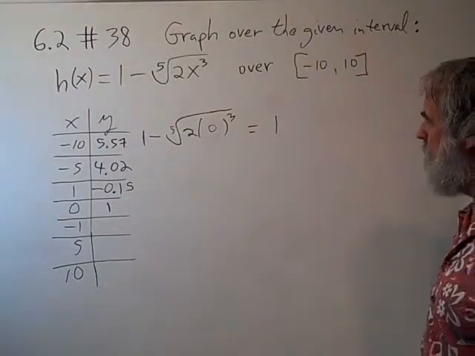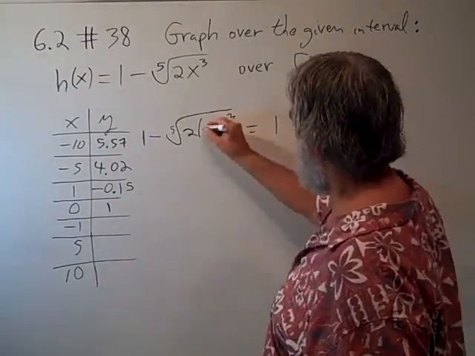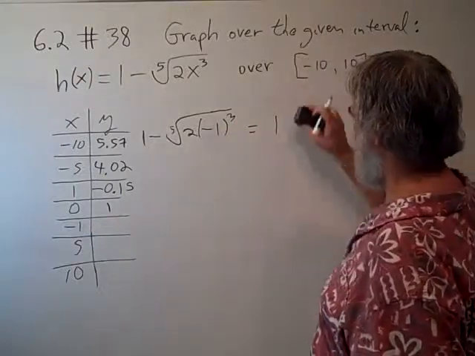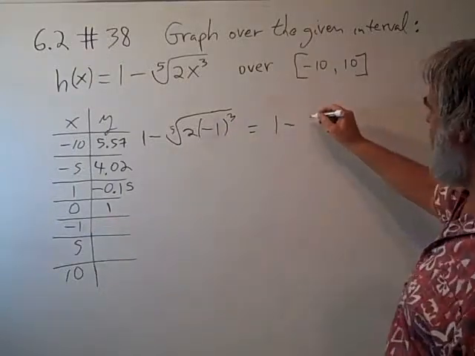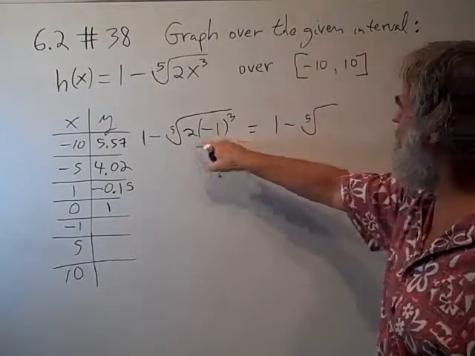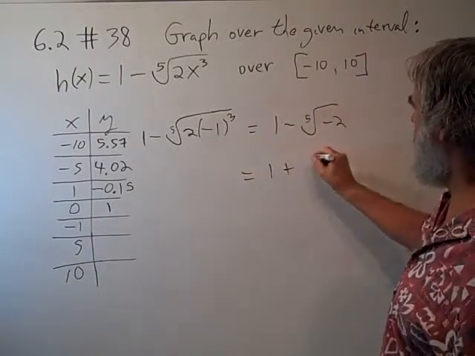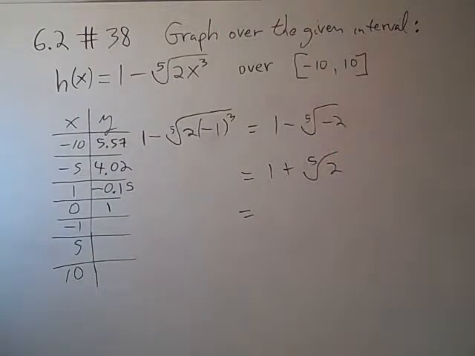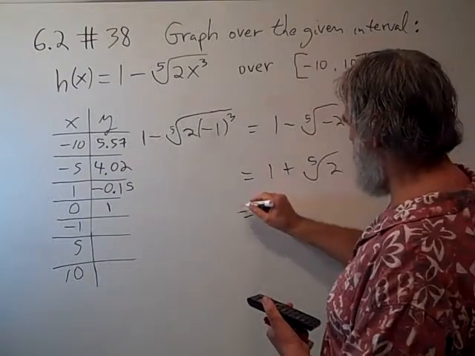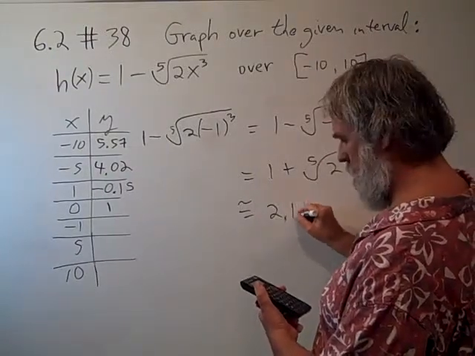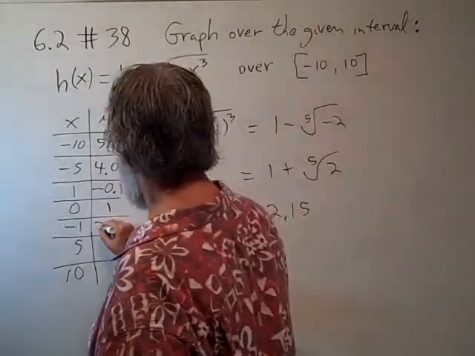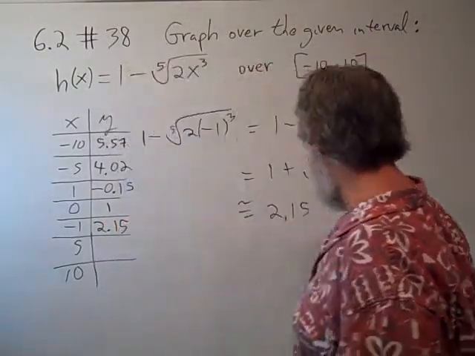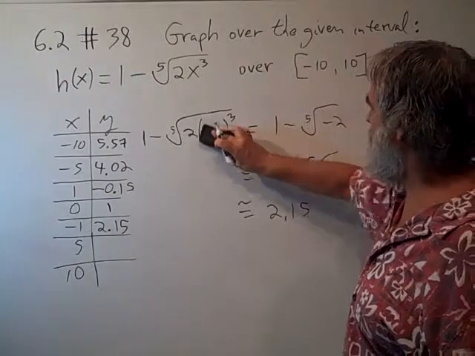Now plugging in a negative 1 for x, we get 1 minus the fifth root of negative 2, which is 1 plus the fifth root of 2. So the fifth root of 2 is 1.14869 about. Add 1 to that. So this is about approximately equal to 2.15. We're almost there in terms of the points we need.